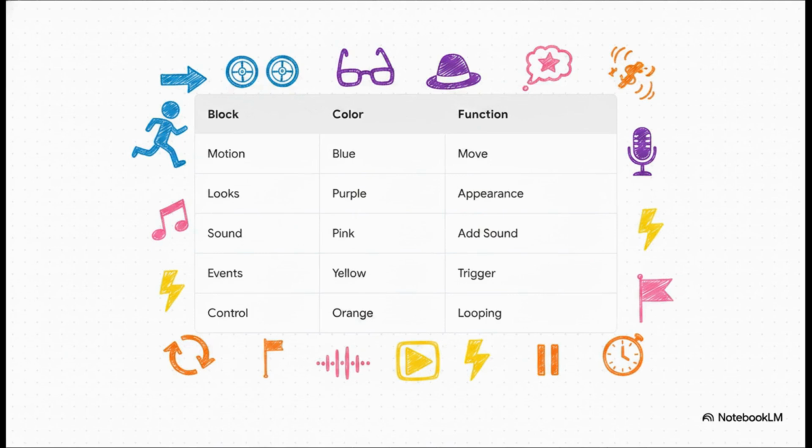Notice how motion blocks are distinct blue. Those move our sprite. Looks blocks are purple, and they change appearances. Sound blocks are pink. Events, which actually trigger our scripts to start running, are yellow. And control blocks, which we use for things like looping and pausing, are orange. Memorize these colors. I'm telling you, they are the literal grammar of the Scratch language.